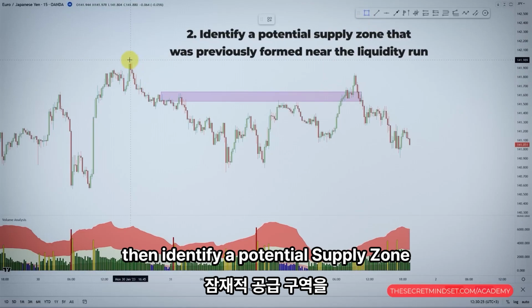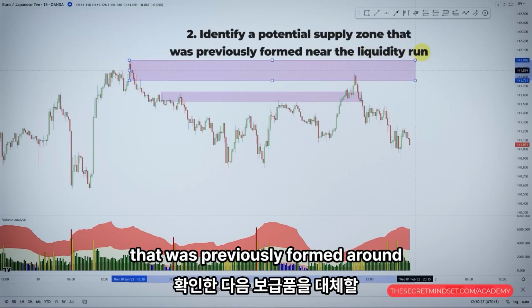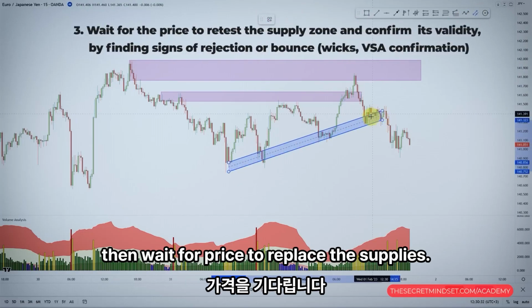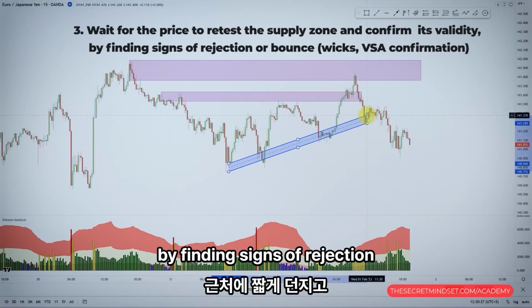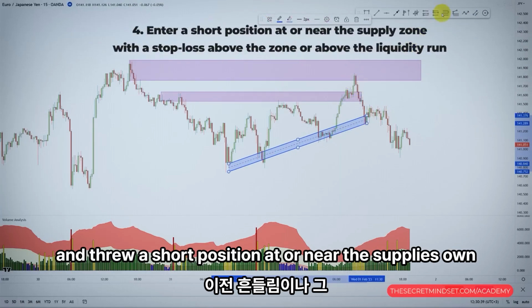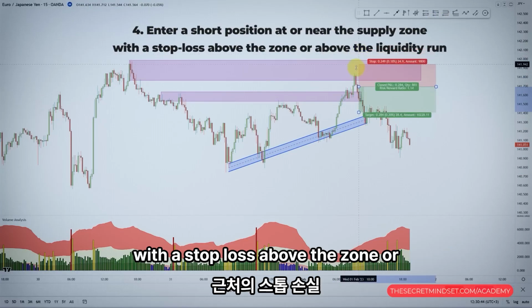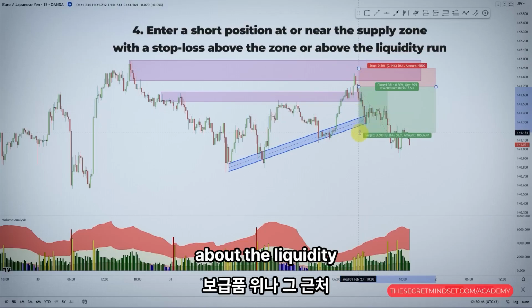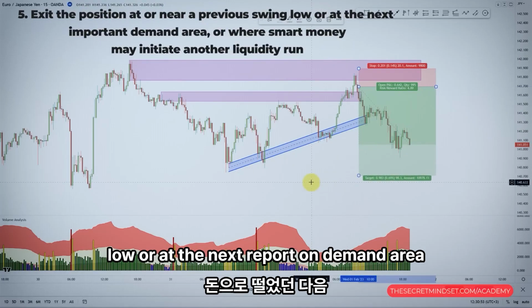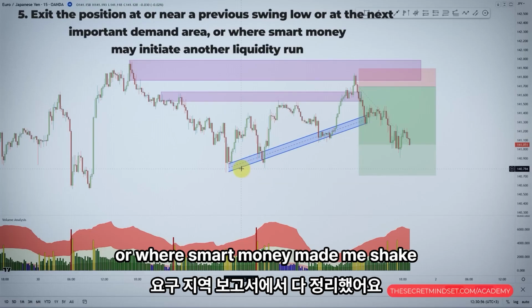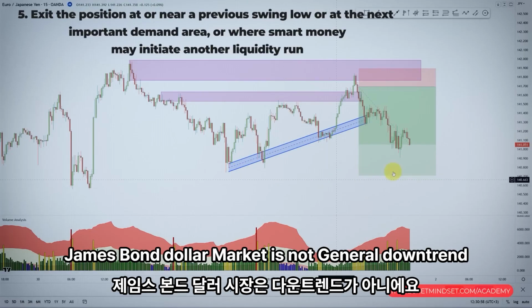Then identify a potential supply zone that was previously formed around a liquidity run. Then wait for price to retest the supply zone and confirm its validity by finding signs of rejection. Enter a short position at or near the supply zone with a stop loss above the zone or above the liquidity clearout, and exit the position at or near a previous swing low or at the next important demand area or where smart money may initiate another liquidity run.